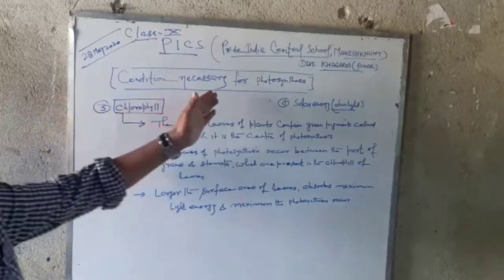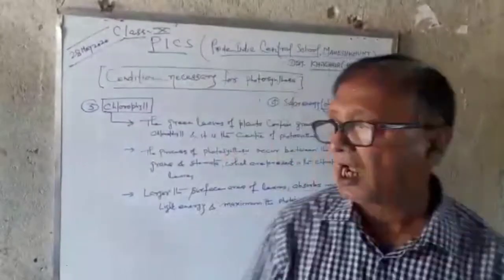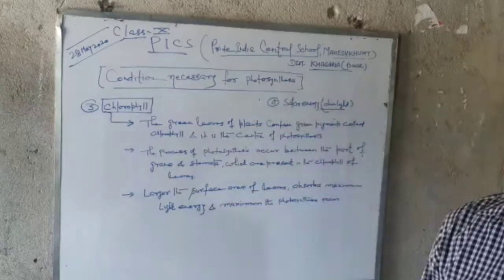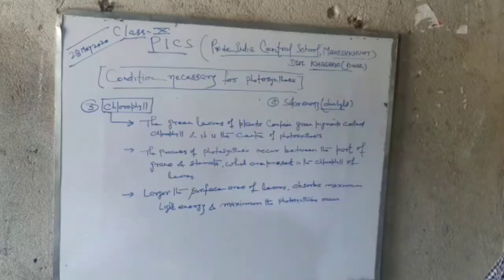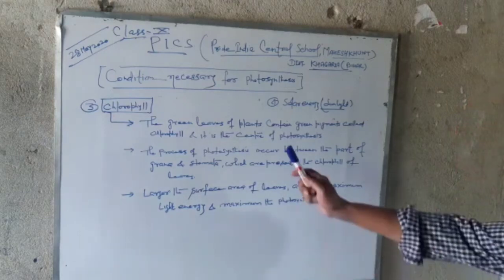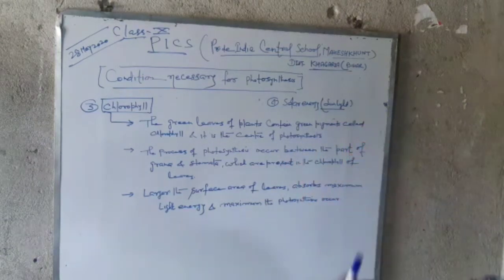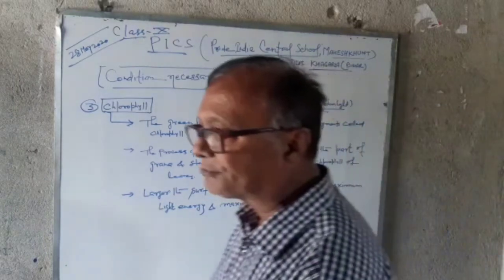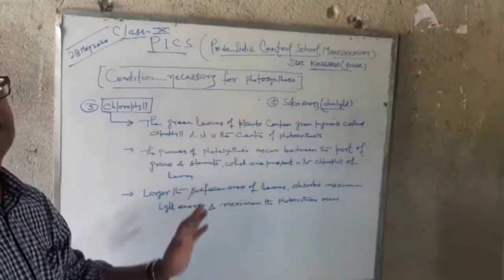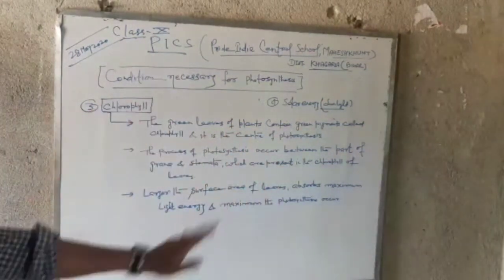Now the third condition necessary for photosynthesis is chlorophyll. So what is chlorophyll? The green pigment found in the leaves of green leafy plants is called chlorophyll. It is the center of photosynthesis. Chlorophyll is the central part of photosynthesis, containing the green pigments available in the leaves as well as the plants.